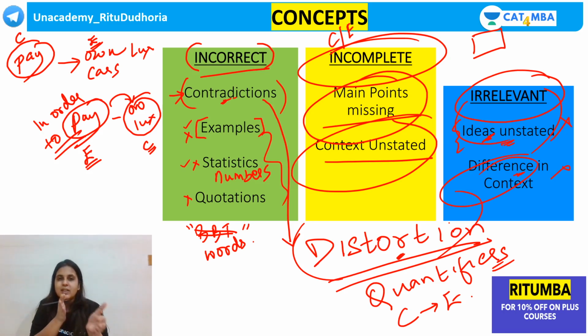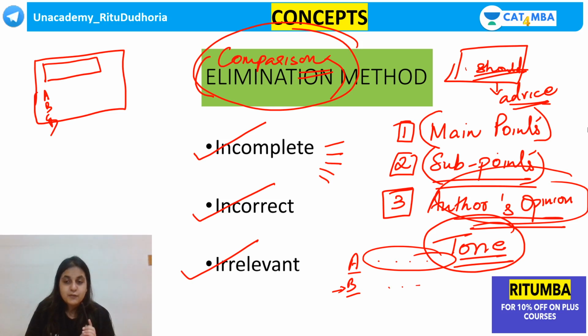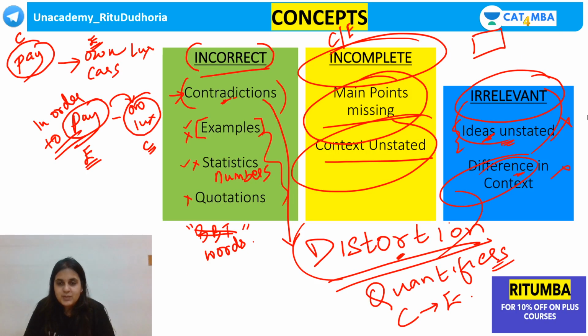वो main point, sub point के बीच में थोड़ा सा ऊपर नीचे हो सकता है. But distortion is definitely not going to be allowed. So the only way you can answer these questions is by focusing on the author's opinion, the tone, the last line of the passage especially, separating the main points from the subpoints, and comparison and elimination.